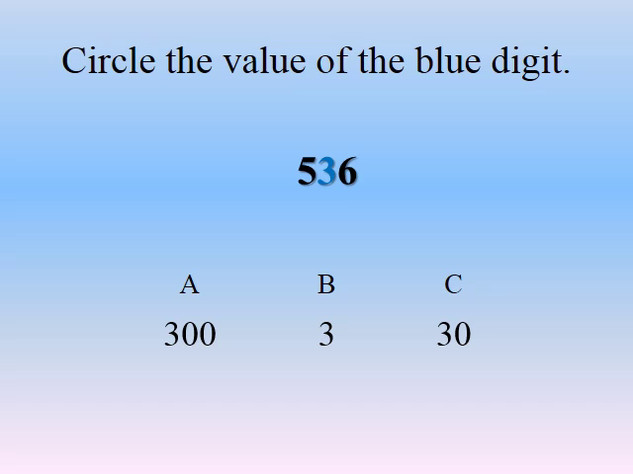Okay, hopefully you paused it. I'm again going to write my H for hundreds, my T for tens, and my O for ones. I notice that the 3 is in the T spot, which is the tens spot. So that means that my 3 digit is actually worth 30.